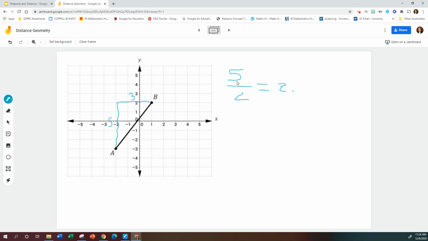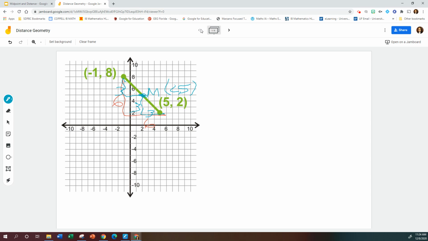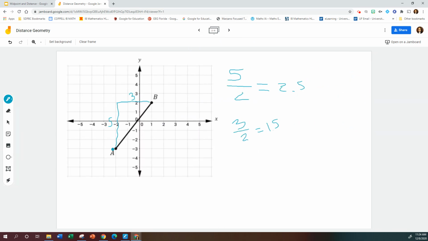2.5. I'm going to try this way. 2.5. And then 3 divided by 2 is actually 1.5. So when I try to divide in half, instead of going up 5 and over 3, I'm going to go up 2.5 and over 1.5. I'm going to try this in another color.